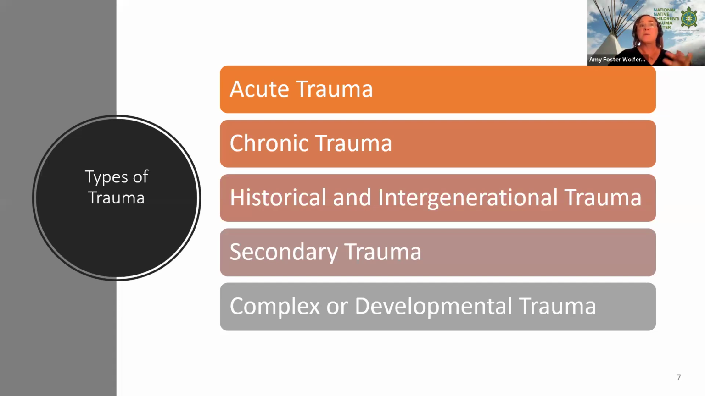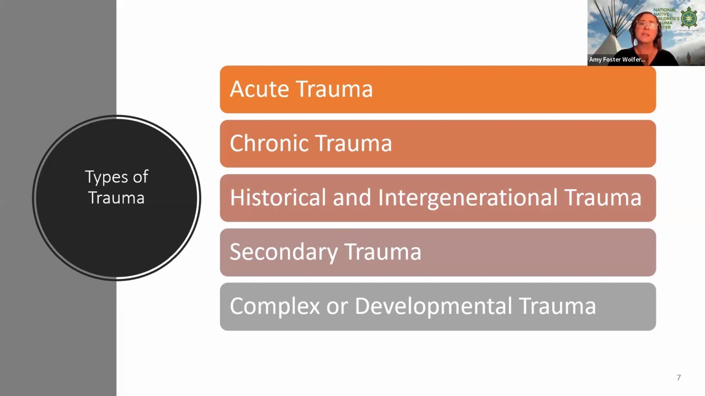And so it's sort of this combination of different types of traumas. And it can also mean repeated experiences of the same type of event, such as ongoing neglect or physical or sexual abuse or parental substance abuse. So kind of those ongoing chronic traumas.